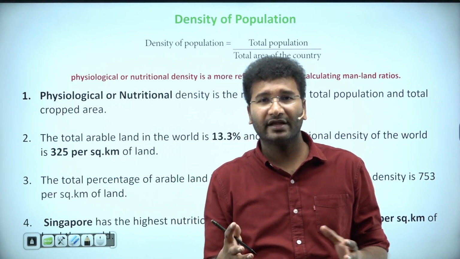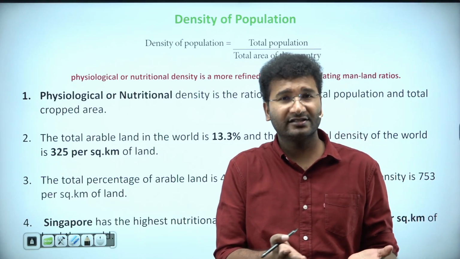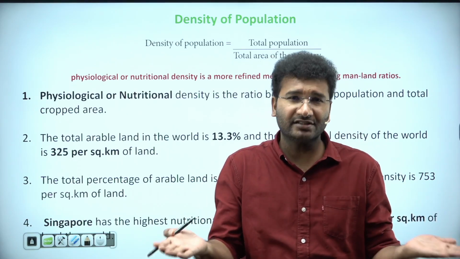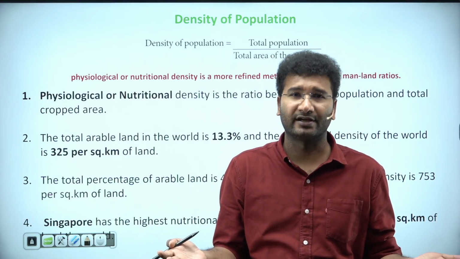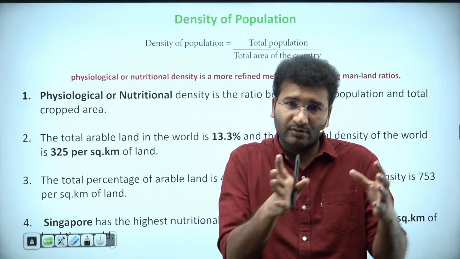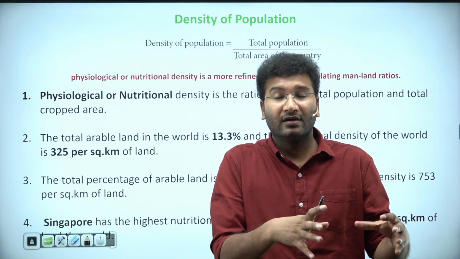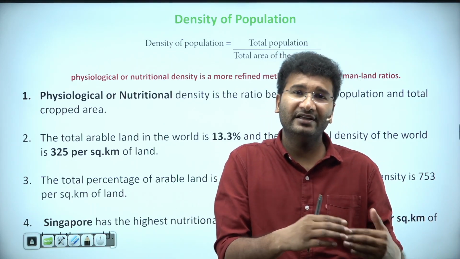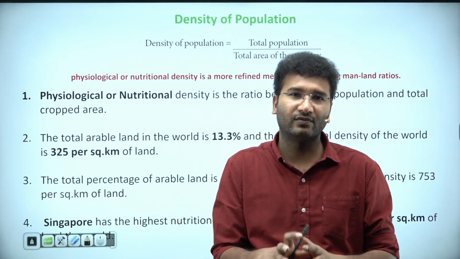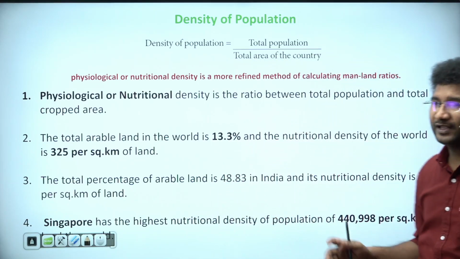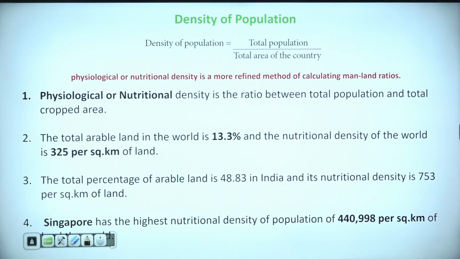For example, India. India is a location where the highest density of population is there, because our area is small but our population is also very large. But India's density is considered to be decently on the good side. Why? Because our food per square kilometer, when you take nutritional quality into account, is much higher as compared to other countries.